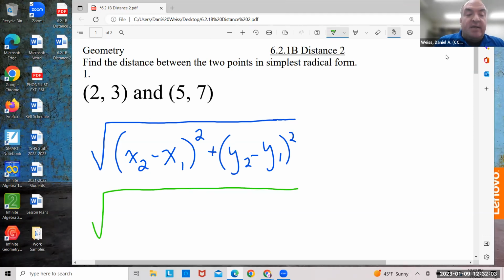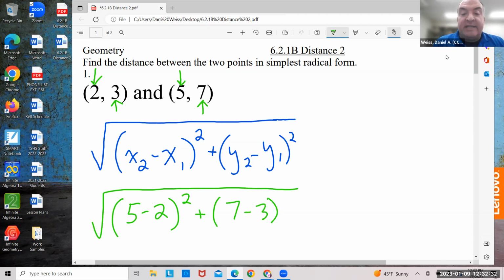what's the x value? Okay, the x value is this 2 and this 5, right? So we're just going to subtract them. 5 minus 2 squared plus the y's. What are the y values? 3 and 7, right? So we're just going to subtract them. 7 minus 3. And honestly, it doesn't matter whether you do 5 minus 2 or 2 minus 5. It doesn't matter whether you do 7 minus 3 or 3 minus 7, because you're going to square it.